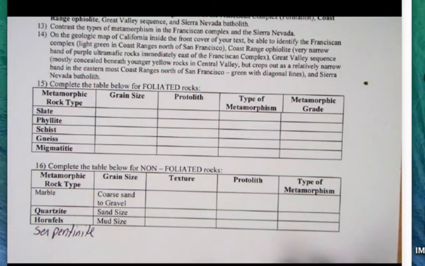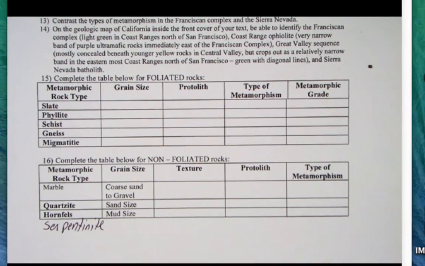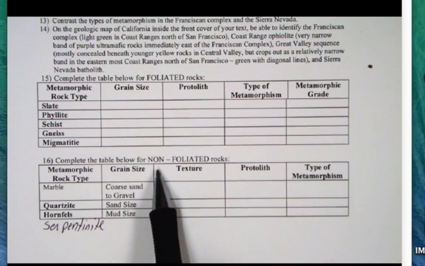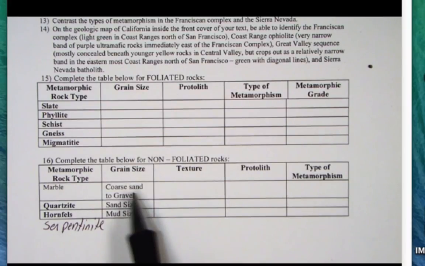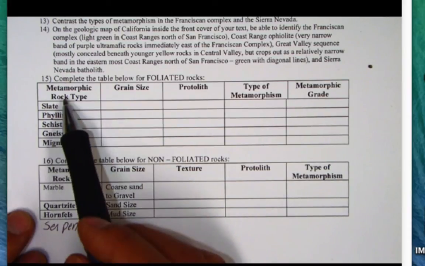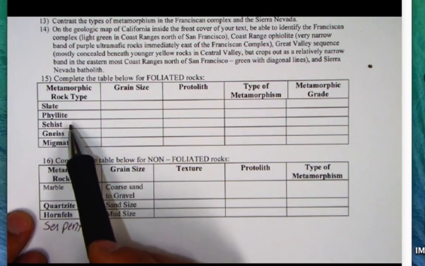Now, in your study questions, I have a chart. And this chart, I'm going to use it here to outline the metamorphic rocks. And note that we have two basic groups. There's a foliated group and the non-foliated group. And so in the non-foliated group, we looked at the marble already, right? For the foliated group, we're going to go slate, phyllite, schist, gneiss, migmatite.